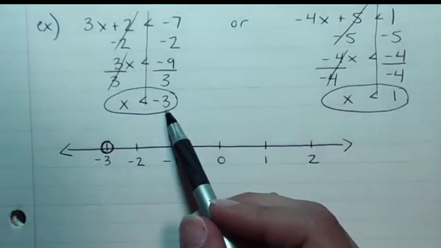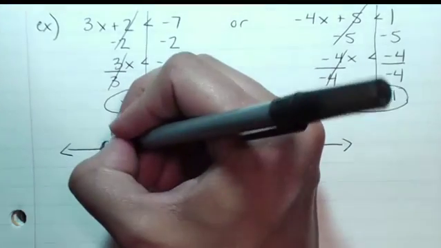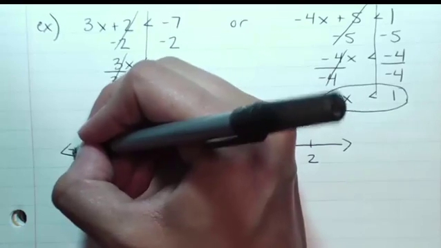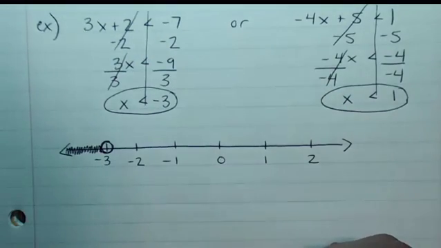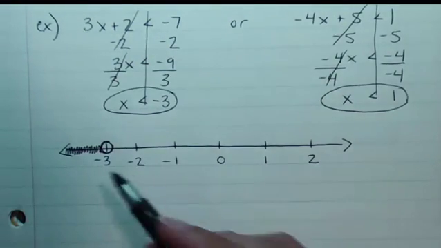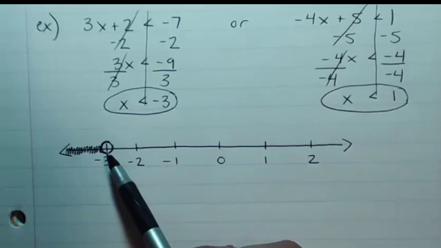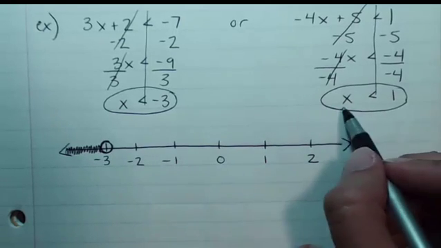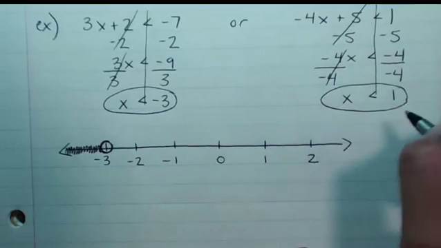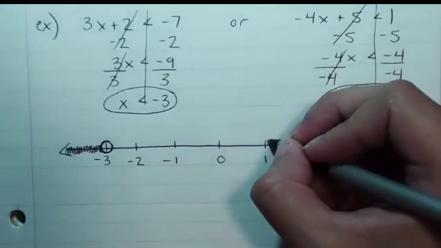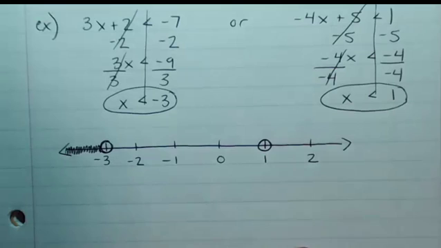If x is less than negative 3, that means it's everything that's smaller than negative 3, which would be to the left. Negative 5 is less than negative 3. Okay, x is less than 1. Open or closed circle on the 1? Open circle. If x is less than 1, uh-oh, I made a mistake.